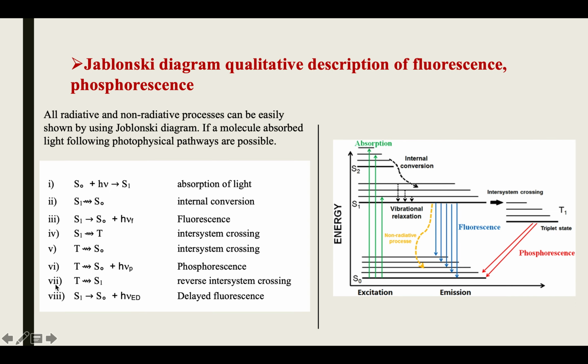process. The seventh transition is from T1 to S1. So this can go in reverse. This is the reverse intersystem crossing. And after reversing, if that S1 state comes to the ground state, that is the S0 state, we call it delayed fluorescence. This is also a radiative transition. In this case you will get photon emission, which we denote by h nu ED. So here is the delayed fluorescence.